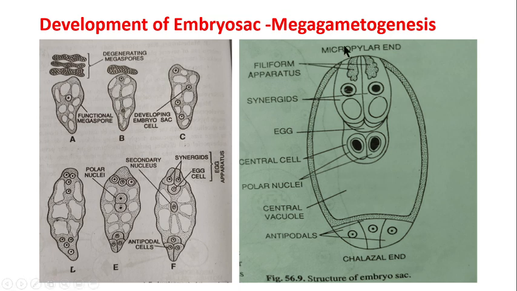And how many nuclei? 1, 2, this is 3, 4, 5, 6, 7, 8. So it is an 8 nucleate structure, right? So this is the basic structure of the embryo sac.